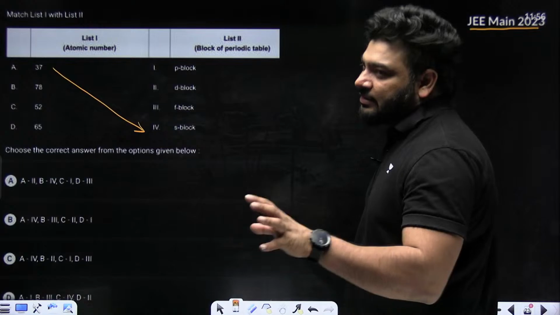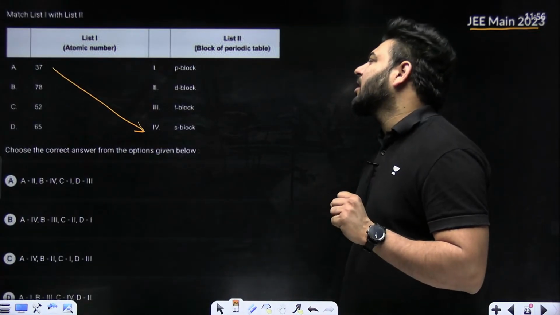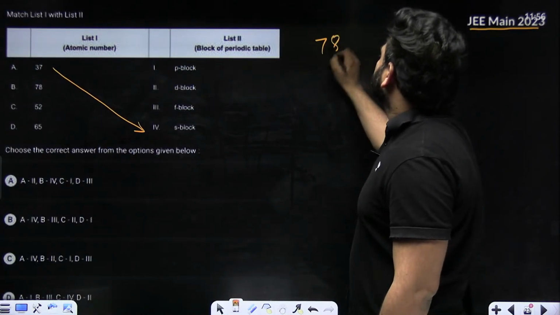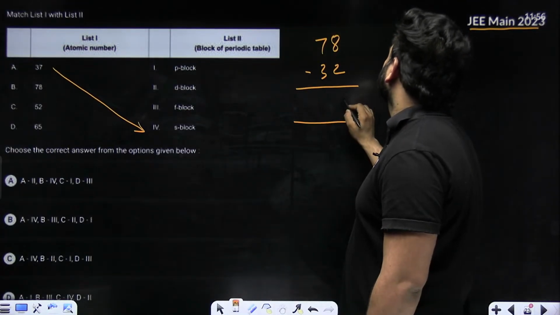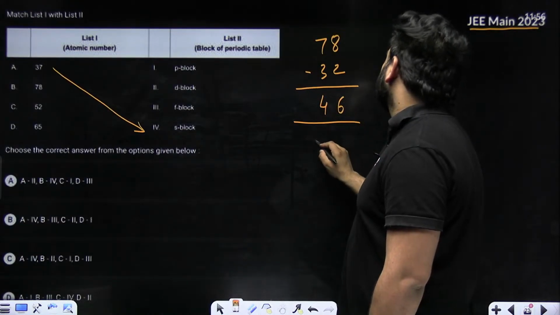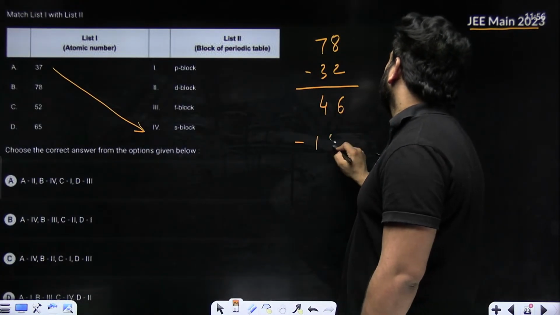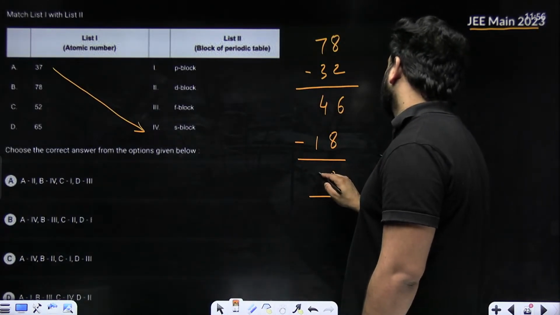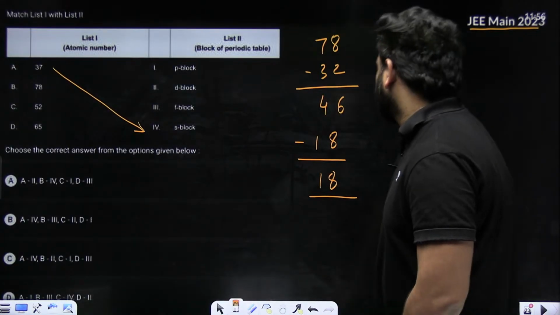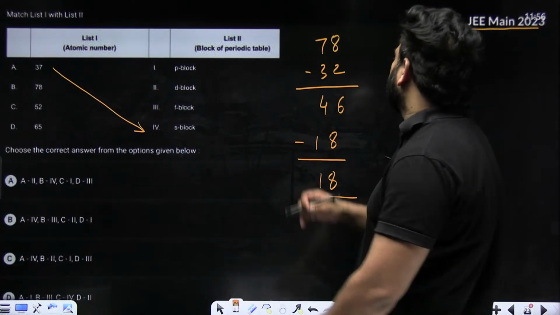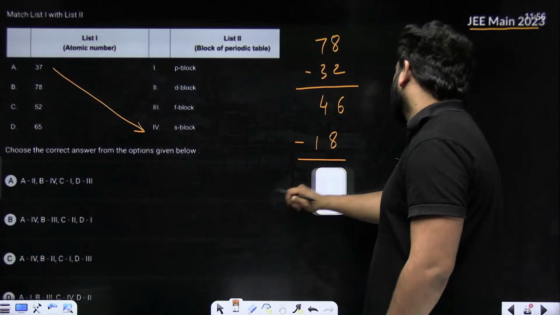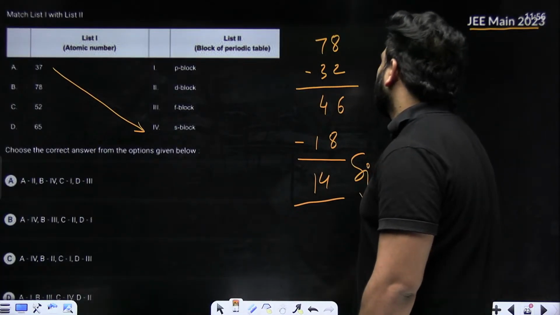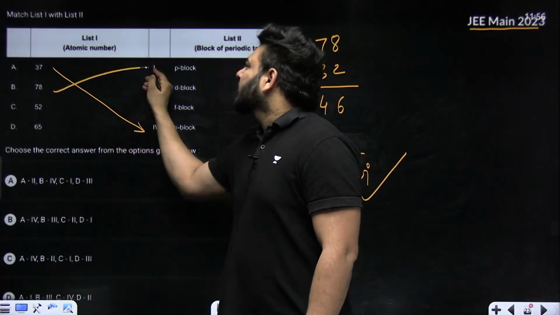We have, let's suppose, 78. So 78 minus 32 will be how much? 78 minus 32 is 46. Then 46 minus 18. Guys, are you sure? Where are you lagging? Oh, this is 14. 14 is silicon. So silicon is a P block element, by the way. So like that we have to do it.